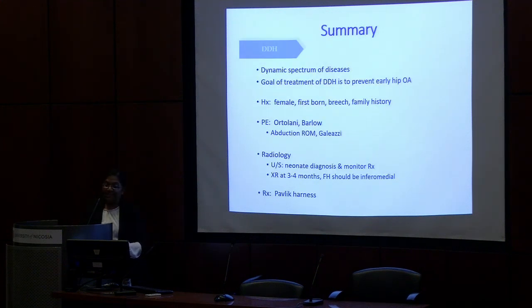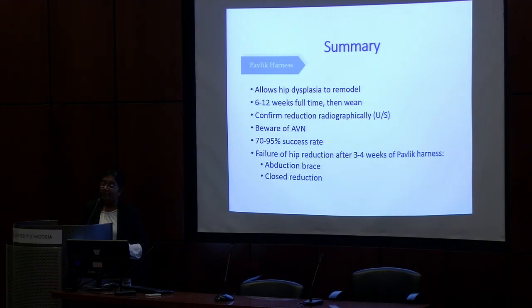So, in summary, DDH is a dynamic spectrum of diseases. The goal of treatment is really to prevent early hip osteoarthritis. You want to remember what your risk factors are, key points on your physical exam. Know that the ultrasound should be done early on, x-rays later on. And the first line of treatment for a typical DDH is a Pavlik harness. And this allows the hip dysplasia to remodel. You want to confirm your reduction on ultrasound, but be aware of AVN. But it is a very successful treatment.